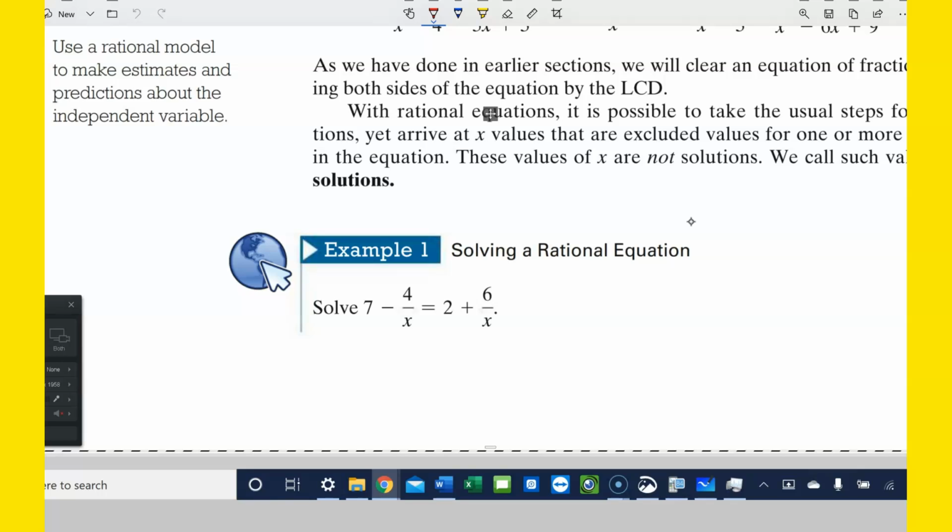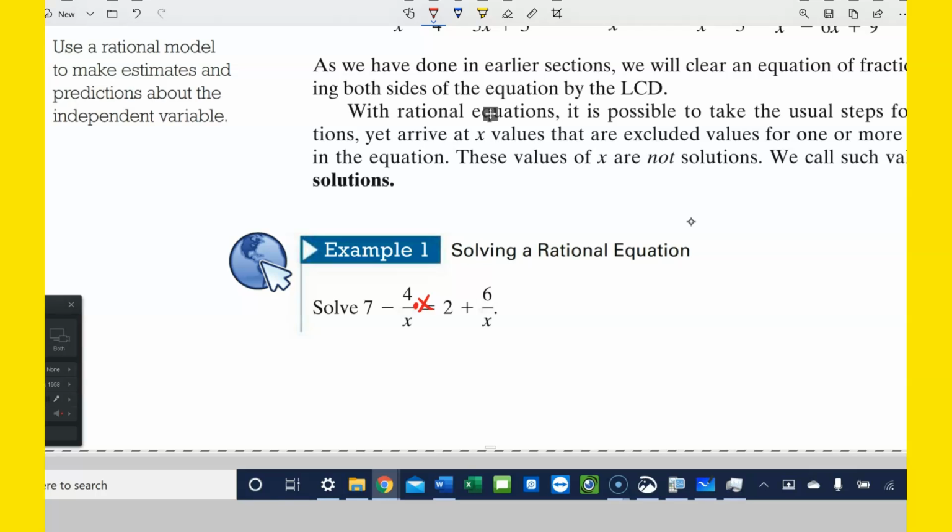So the way that you do that is you say, well, I have an x on the bottom here. What does it mean when something is on the bottom? It means that that thing is being divided. So the way that you will get that off the bottom is to do the opposite of that, which is to multiply. So to get the x off the bottom, I'm going to multiply this term by x.